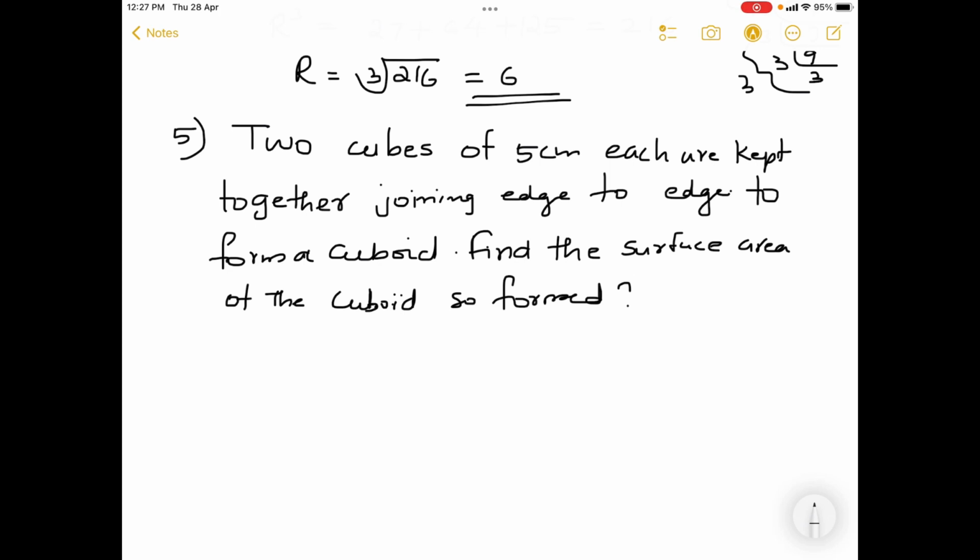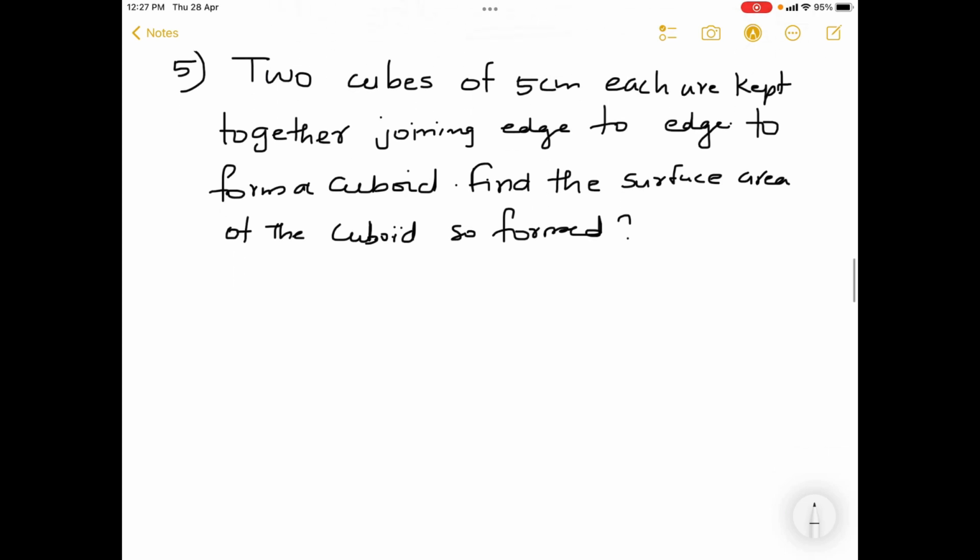Next question. Two cubes of 5 cm each are kept together, joining edge to edge, to form a cuboid. Find the surface area of the cuboid so formed. Two cubes of 5 cm are kept together, joined edge to edge.